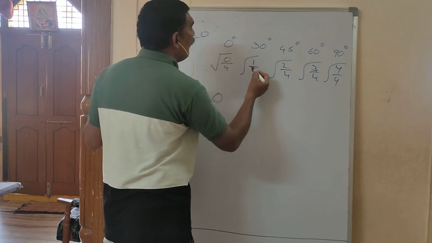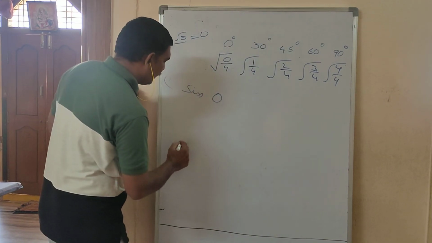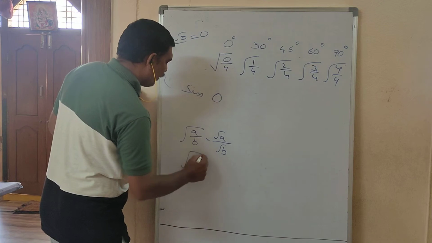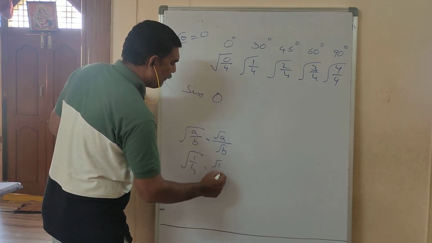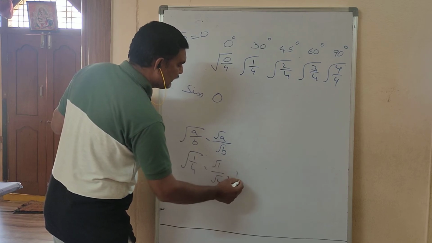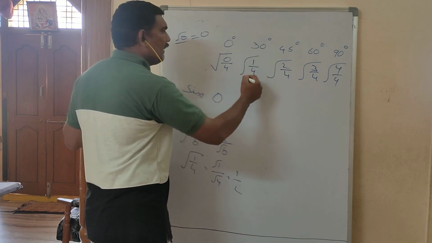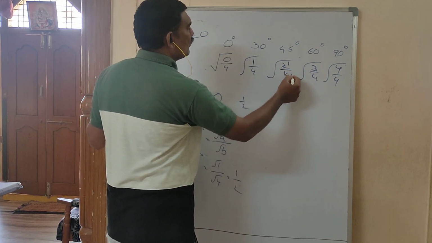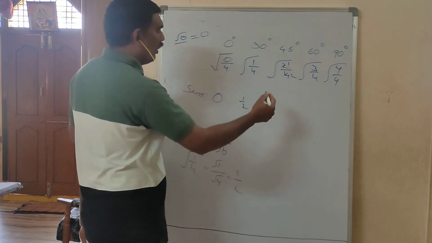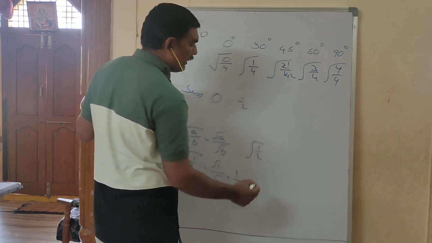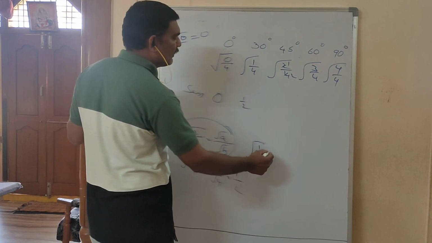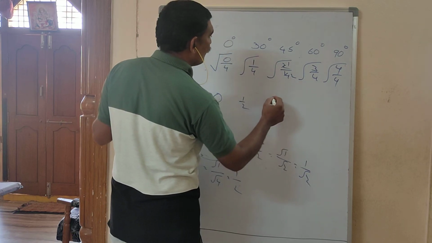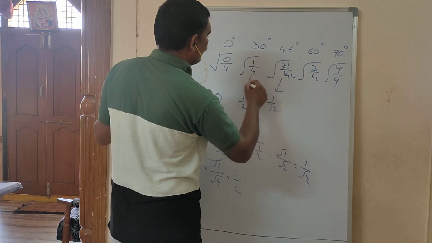Next, root of a by b. The formula is root a by root b. Root of 1 by 4 is root 1 by root 4. Root 1 is 1. Root 4 is 2. So the value of root 1 by 4 means 1 by 2. Now, 2 ones are 2, 2 twos are 4. Can you cancel it or not? So how much did you get here? Root of 1 by 2. Same formula applies for this one. Root 1 by root 2. What is root 1? 1. So 1 by root 2.